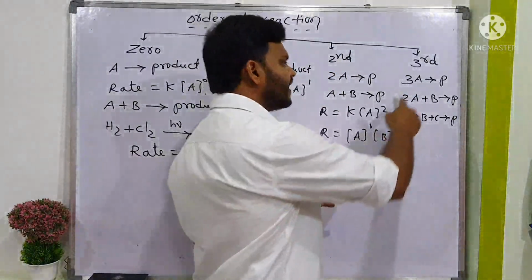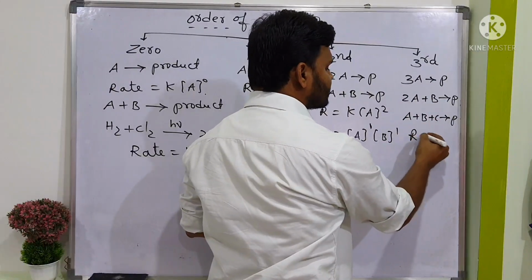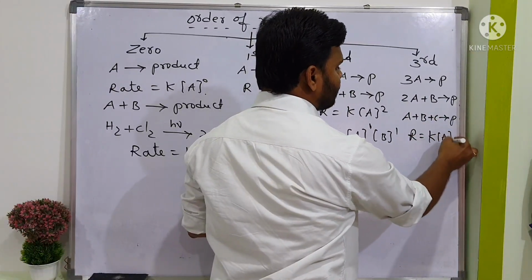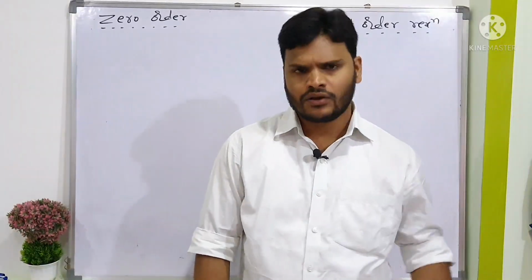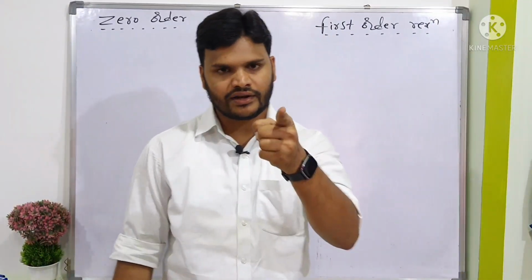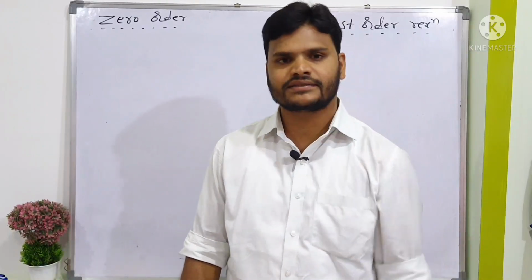So if you want to write the rate expression for this one, you can write like this: R equal to K[A] power 3. Is it clear, my dear students? So, okay students, next, zero order reaction, first order reaction, suitable examples.